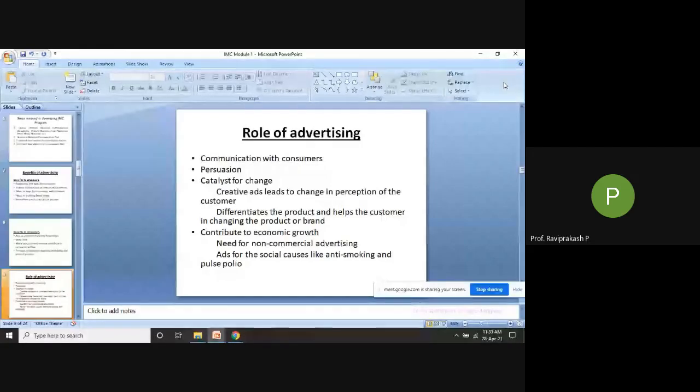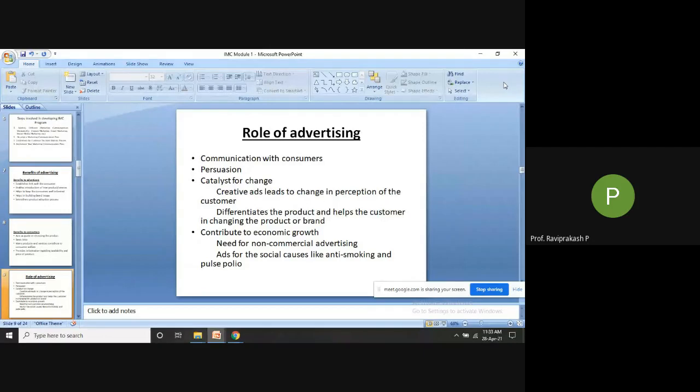Need for non-commercial advertising. There are many advertisements which are not basically telling you to buy the product. They are just trying to make you aware that this is there, this happens. For example, in a movie theater, they say तंबाकू खाना सेहत के लिए हानिकारक है. They are not telling you about buying that particular thing. They're telling you don't buy, don't eat.